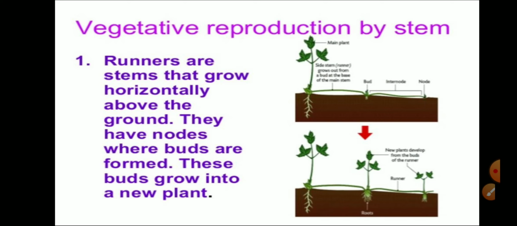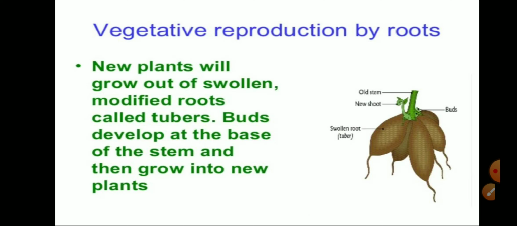Here we have runners. Runners can be seen in the case of mint. You might have seen that when you plant mint in soil, it spreads over a large area. Why? The reason is that it undergoes the vegetative mode of reproduction through the underground stem, resulting in the formation of a large number of plants. So these runners grow into new plants.